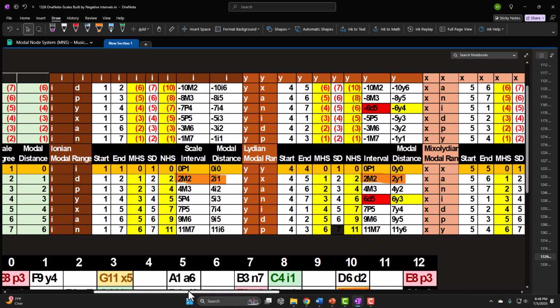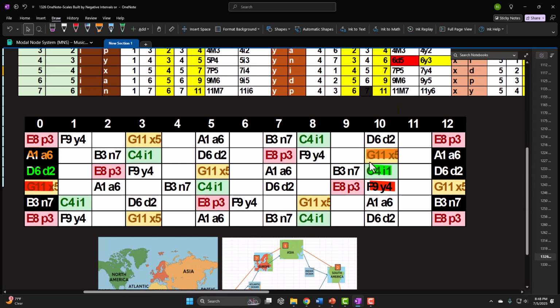So if we look at the Mixolydian, then we're on the Mixolydian. We go back 1, 2, 3, 4, 5, 6, -6 modal half steps. 1, 2, 3, 4, 5, 6, 7, 8, 9, 10, -10 steps going forward from the Mixolydian to get to the Aeolian is 1 modal half step going forward.